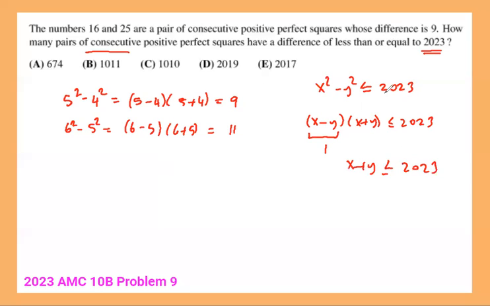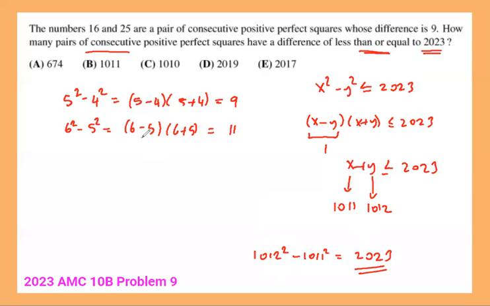So we are looking for how many pairs there are. If you take 2022 split up, one could be 1011 and the other could be 1012. So this is my last pair that I could have. If I do 1012 squared minus 1011 squared, the difference will be 1, the sum will be 2023. That is the largest number I can go, but we are told it could be equal to this number. So 1011 and 1012 is okay.